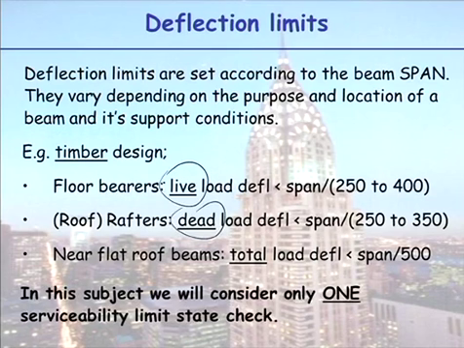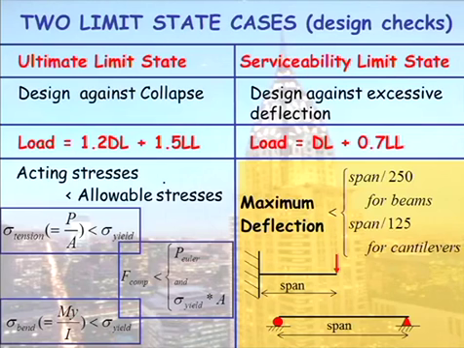In this subject, we're only going to consider one loading, and that is your dead load plus 0.7 live load. So with that combination of loading, it can't deflect for a simply supported beam more than span on 250. If you're dealing with a cantilever that deflects like so, the limit usually is that this deflection here has to be less than span on 125. And span is, of course, the distance between supports, or for a cantilever, the length of the beam.